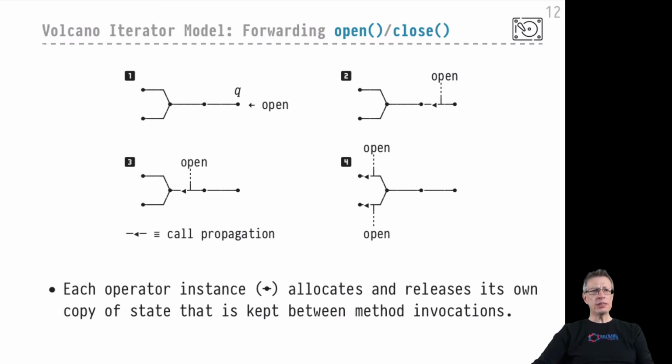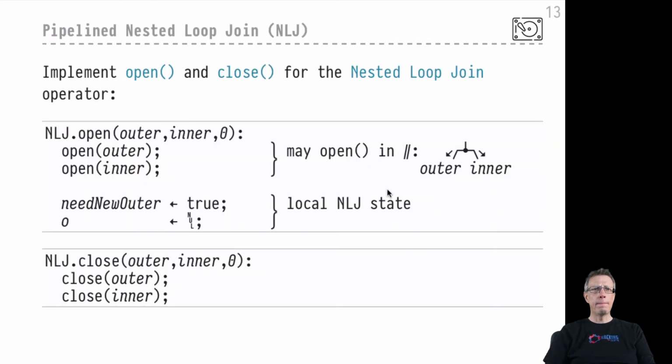let's have a closer look. Let's have a closer look at the Volcano API implementation, at the implementation of the open, next, and close functions for such a binary operator here, for the nested loop join, for example. Okay. So implementing the Volcano API Iterator model requires implementing three functions: open, close, and next. Open and close are very simple in the case of nested loop join, and they are very simple for most of the operators that you will encounter. So they fit on a single slide here.